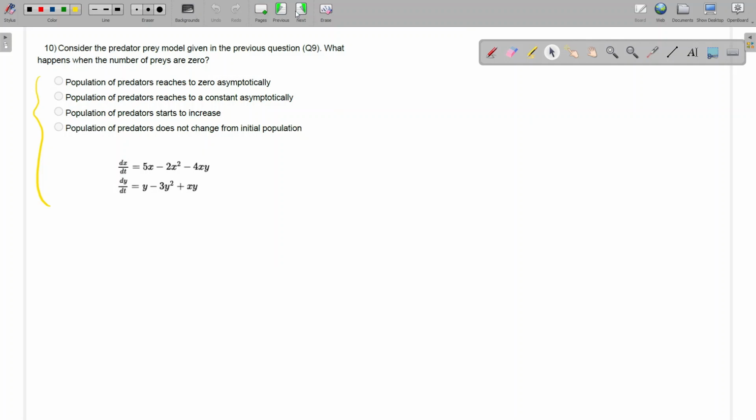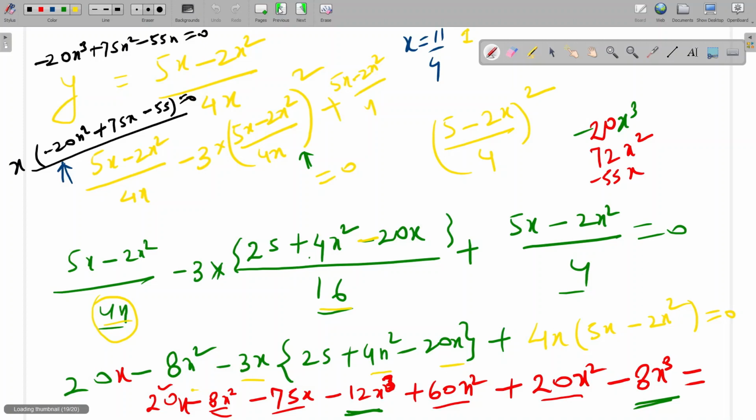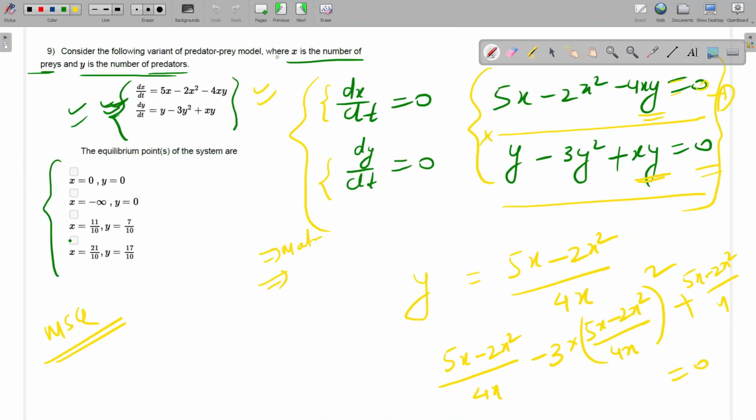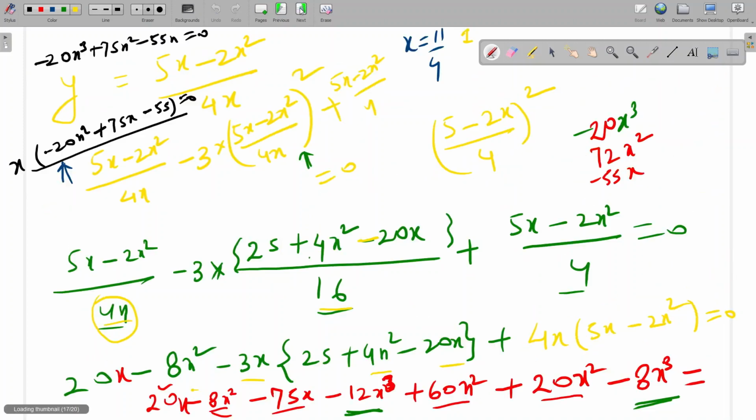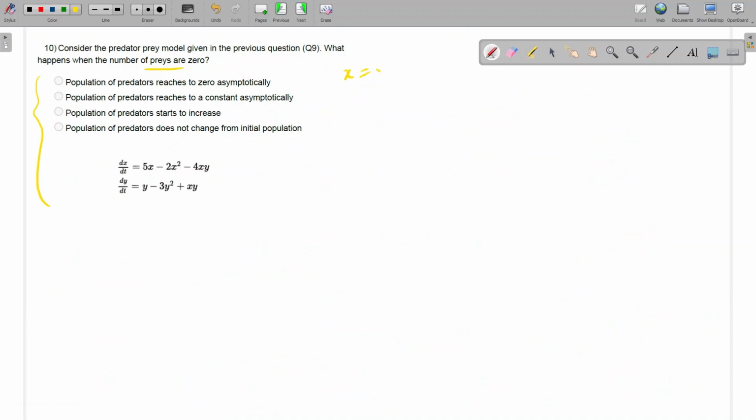Okay. So same thing. What they are telling is, what happens when the number of prey are 0? Prey means what is defined with prey, that is, which variable is X? So if x is 0, what will happen? In this dx by dt, all terms have x, so dx by dt will be equal to 0.